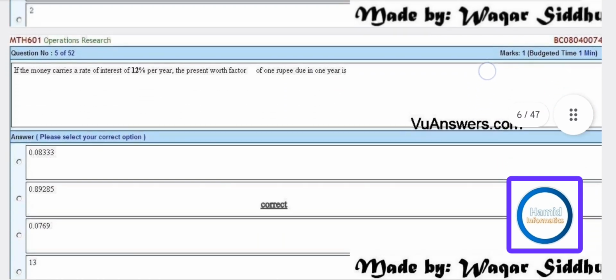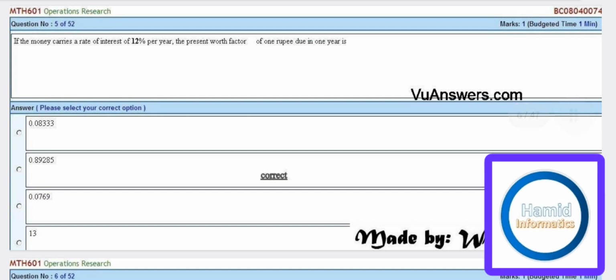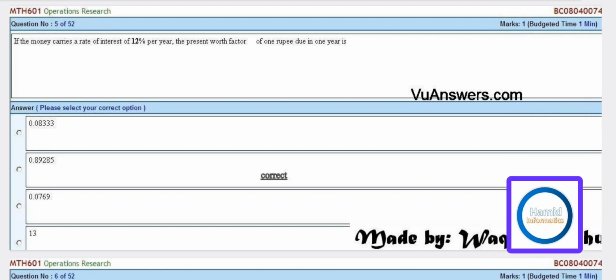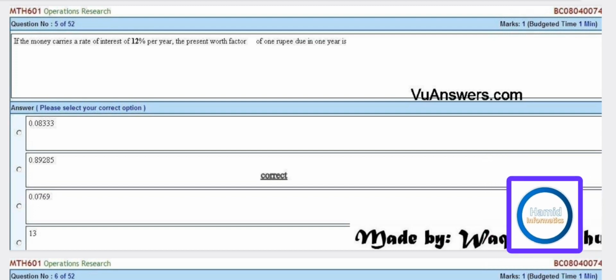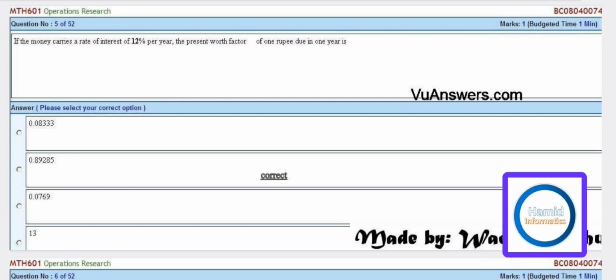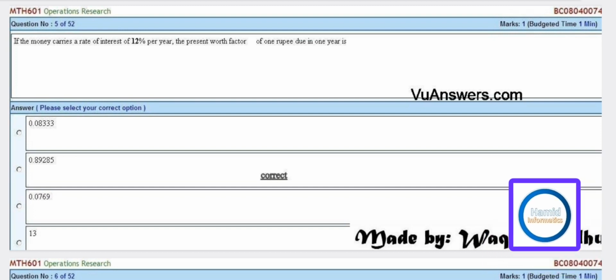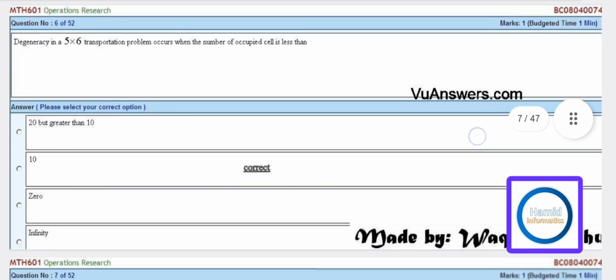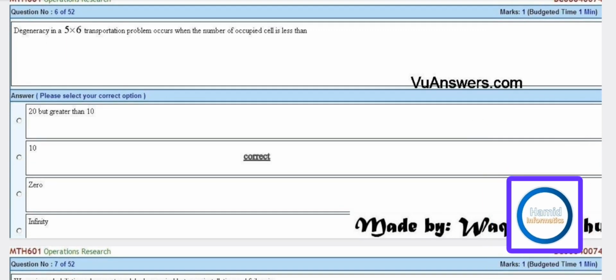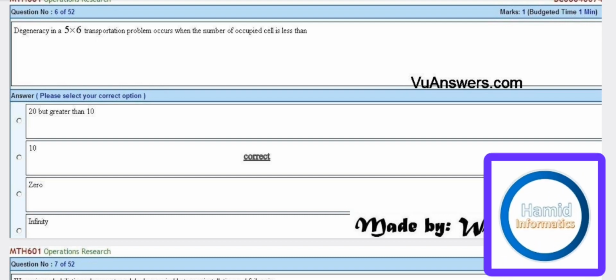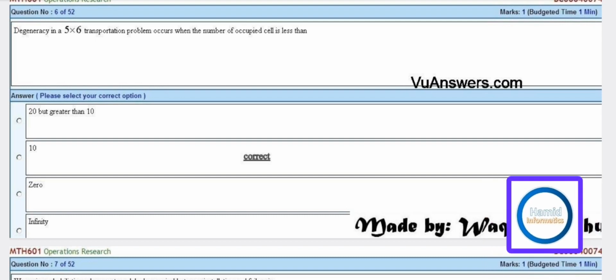Next question is, if the money carries a rate of interest of 12% per year, the present worth factor of 1 rupee due in 1 year is, and the answer is 0.89285. Next is, degeneracy in a 5 into 6 transportation problem occurs when the number of occupied cells is less than 10.